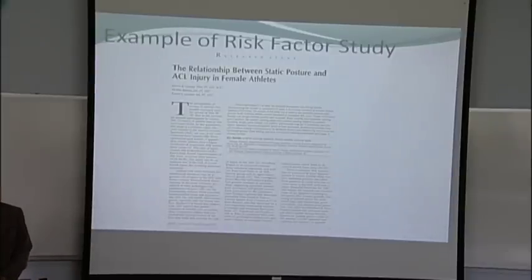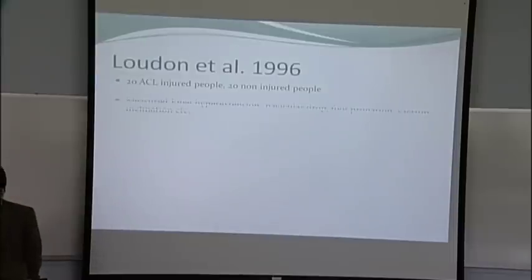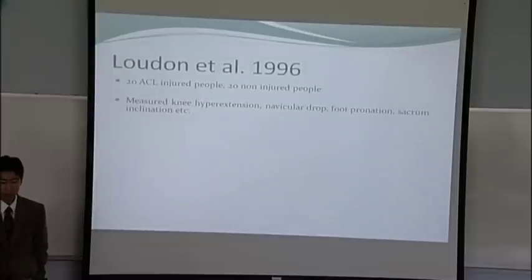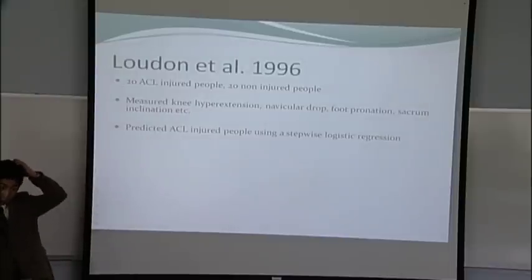So this is an example of people trying to identify the risk factors of ACL injuries, done by London. What they did was they used 20 ACL injured people and 20 non-injured people. They measured knee hyperextension, navicular drop, foot pronation, and sacrum inclination, those kinds of anthropometric data. And they predicted ACL injured people using stepwise logistic regressions.